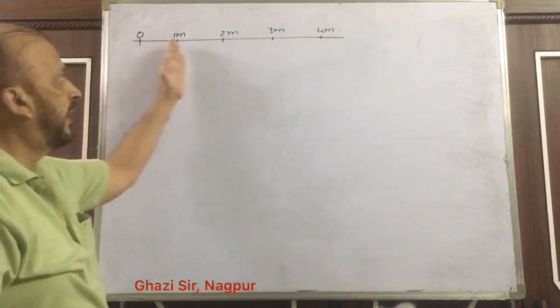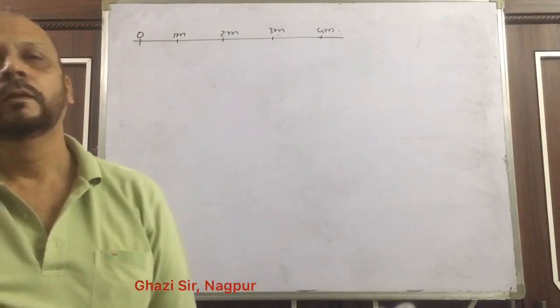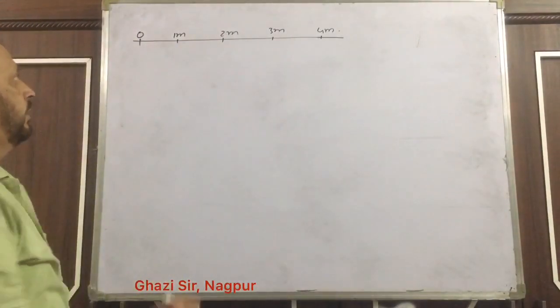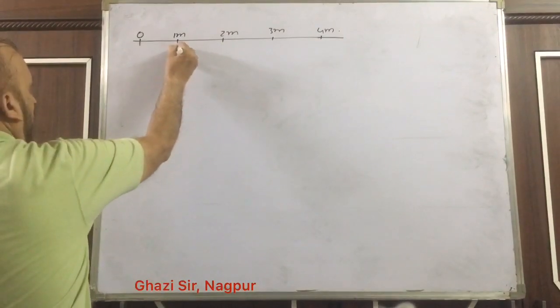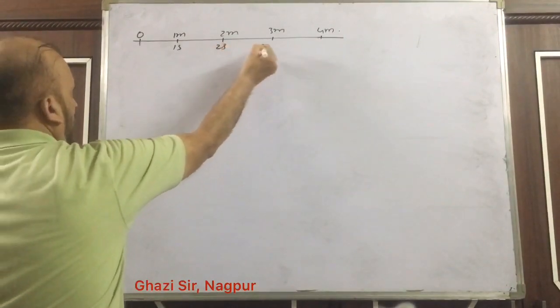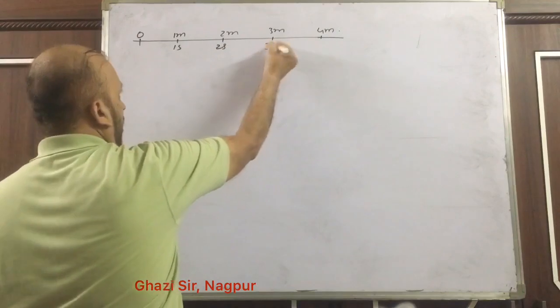The object starts from this point and moves towards right. Suppose it takes 1 second to reach here, 2 seconds to reach here, in 3 seconds, in 4 seconds.